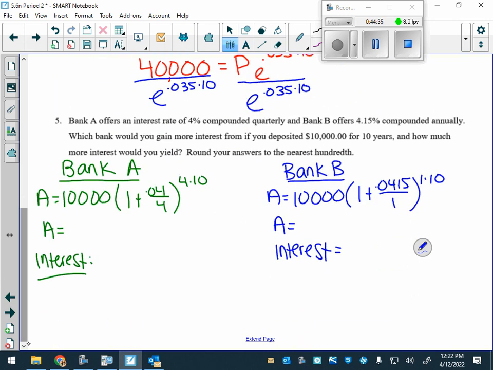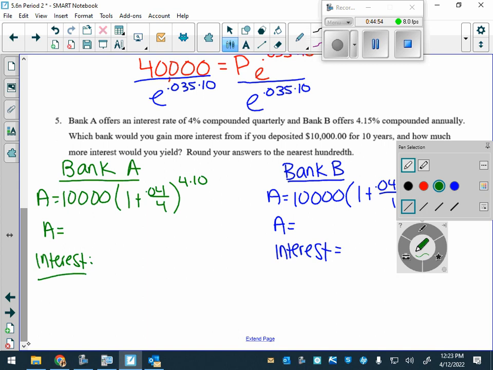Then you have Bank A and Bank B, okay? Bank A is at 4% compounded quarterly. Bank B is 4.15% compounded annually, okay? What did we get for Bank A? Grace? So for Bank A, this is what we should have gotten. How much interest did you make with Bank A? Andrew? Yeah.